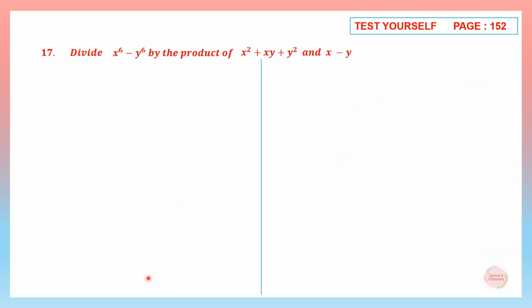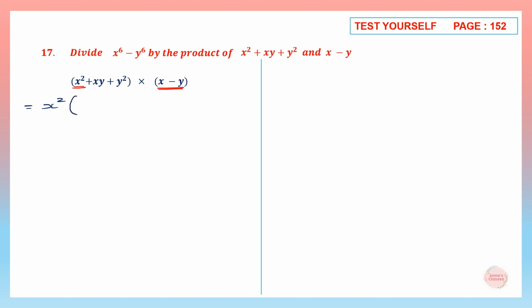Question 17. Divide this by the product of this. So first we have to find the product of these two. So let's do that. We have to multiply these two. So let's begin. First we start with x square. We are taking the first term here and we are multiplying with the whole of the second binomial.